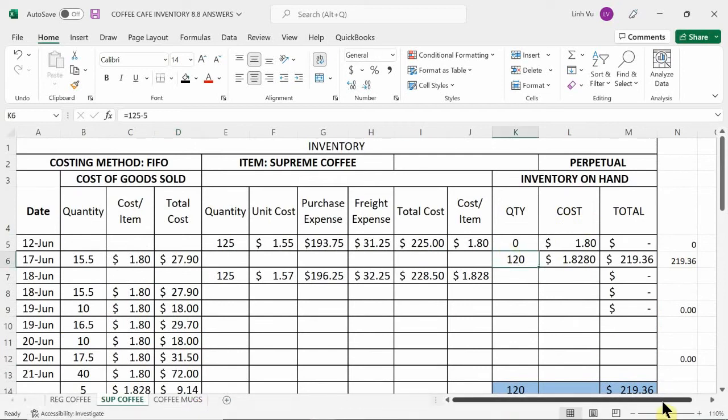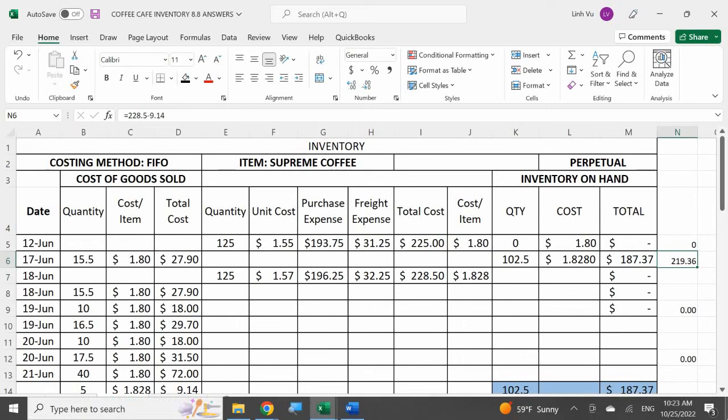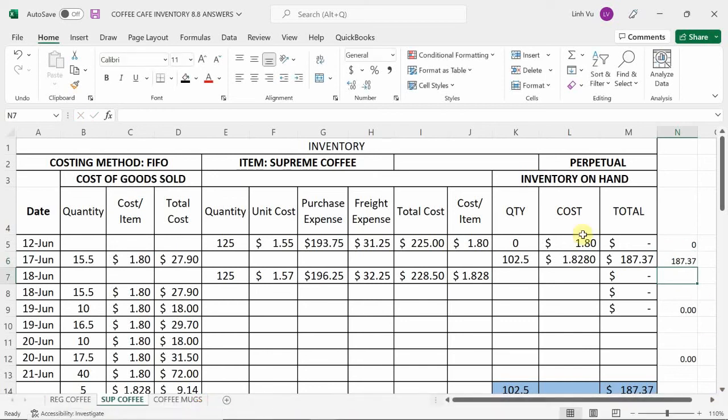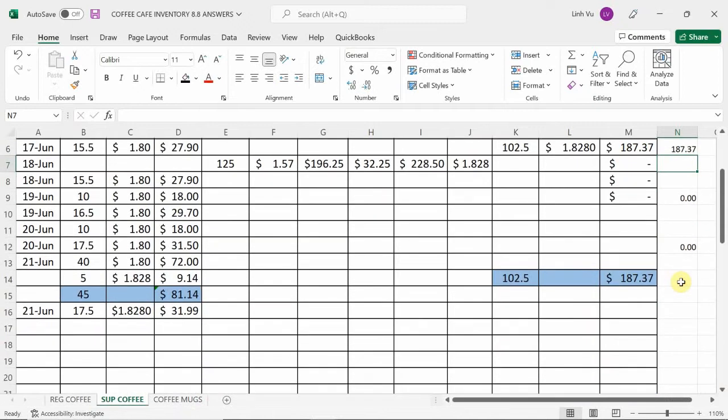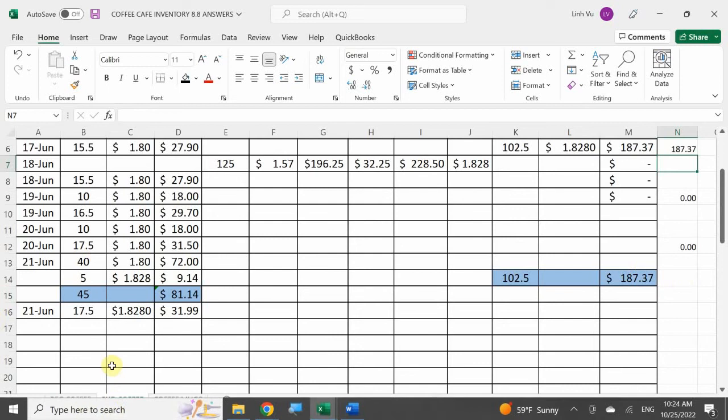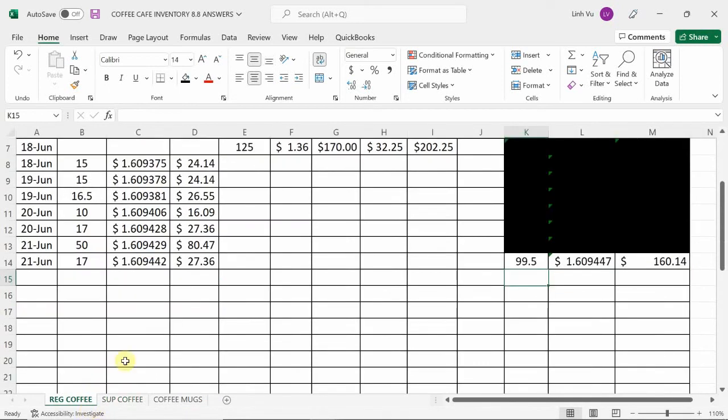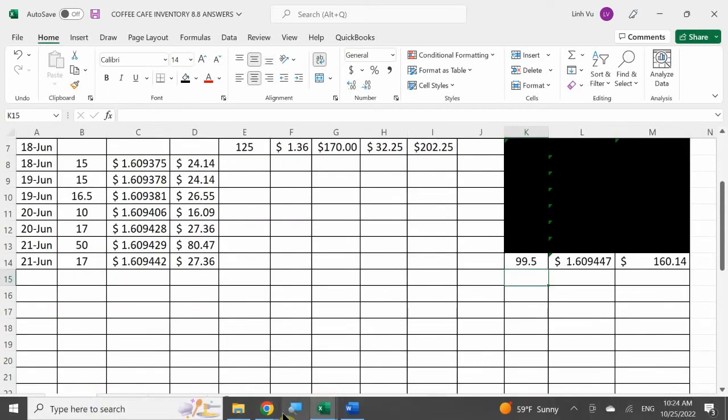So what's 120 minus 17 and a half? 102 and a half. Okay, so 187.37 should be left. Right. So we used $31.99 for the Supreme and $27.36 for the regular. Right. So let's plug that number in.